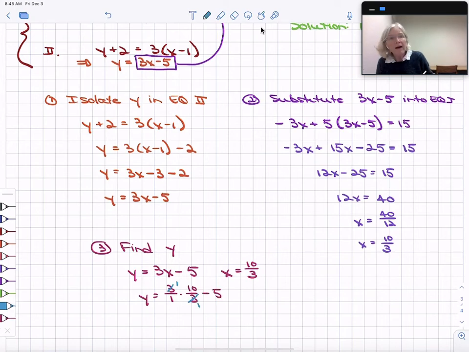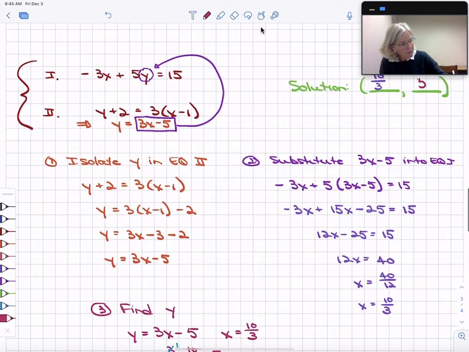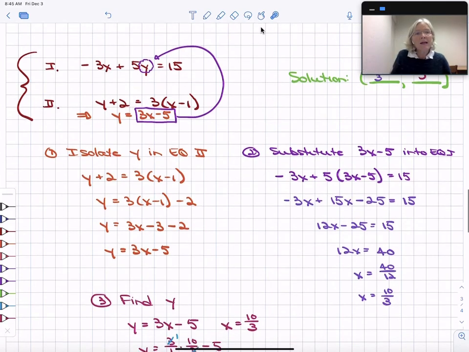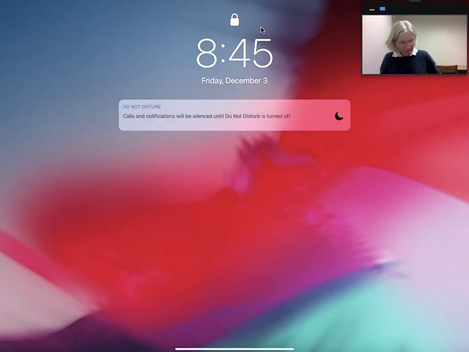My 3's divide out, and I'm just left with y is equal to 10 minus 5. y is equal to 5. If you want to double check yourself, you could always take the value for x and also substitute it into the other equation just to ensure that you have 5 as well, because you know that's going to be the point of intersection. Mathematicians, oh my goodness, I just turned my iPad off.